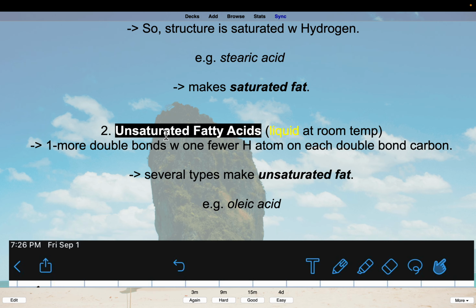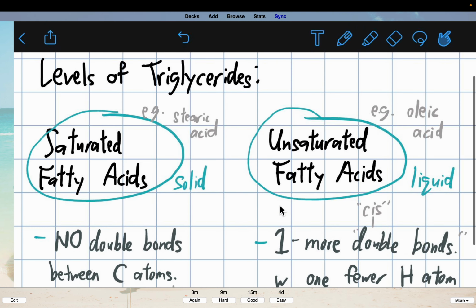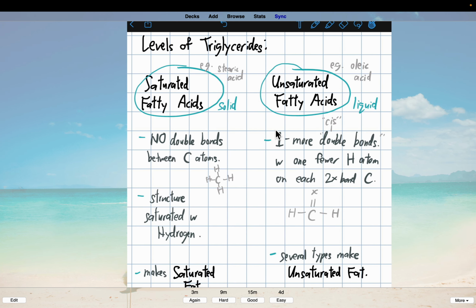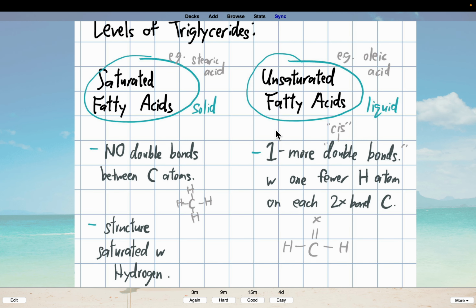For unsaturated fatty acids, they are liquid at room temperature. It doesn't cause any blockage. It doesn't cause any atherosclerosis. There are one or more double bonds with one fewer hydrogen atom on each double bond carbon, so basically fewer hydrogens. There are several types that make unsaturated fat. One example is oleic acid. Next, levels of triglycerides or fats.